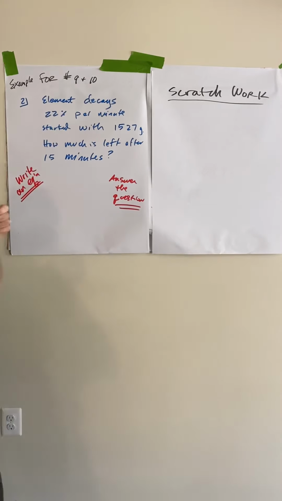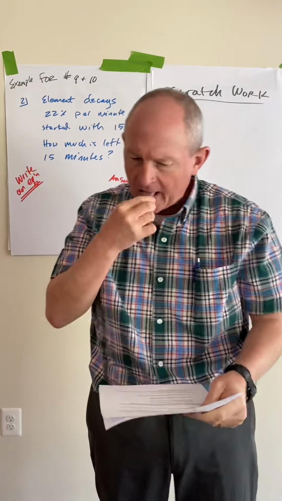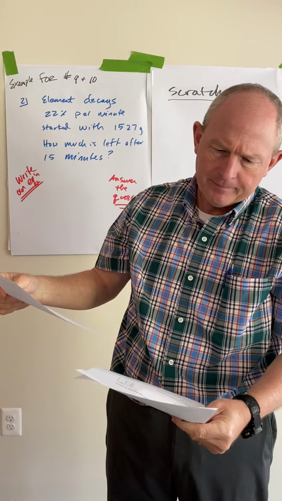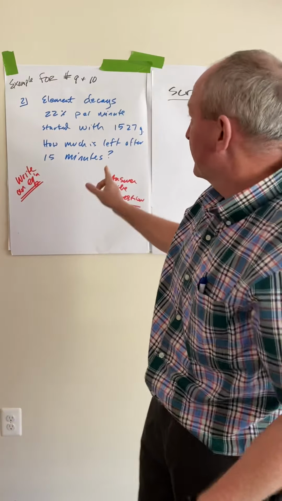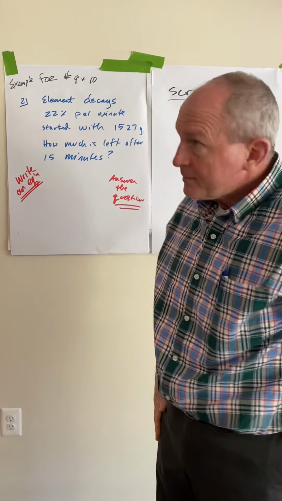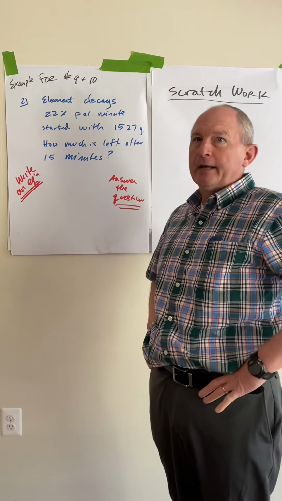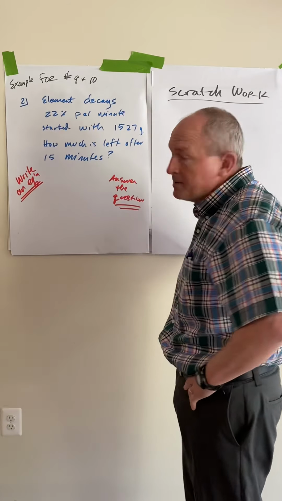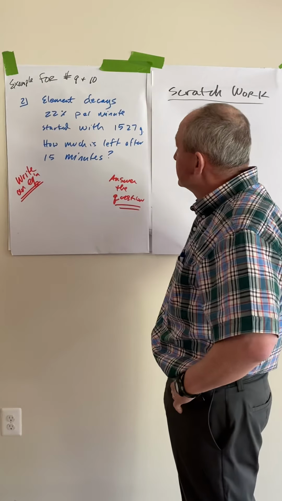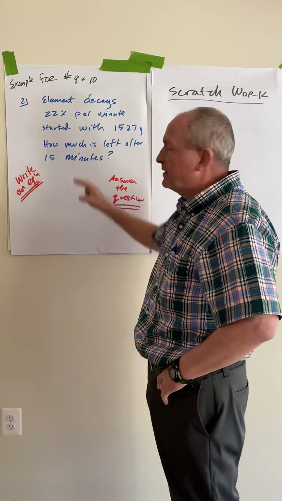All right. So now we're looking at numbers 9 and 10. Number 9 and 10, they are talking about exponential decay, I think. Well, at least number 9 is definitely exponential decay. In this example, we have an element like iodine or something like that, and it's decaying at 22% per minute. And we started with 1,527 grams. How much is left after 15 minutes?